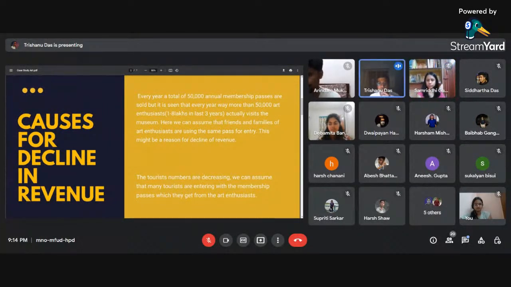So what we have figured out is that the number of visits of the art enthusiasts are increasing, and the number of visits from the tourist side is decreasing. So we are assuming that tourists are procuring the membership passes from the people, and they are visiting the museum in the name of art enthusiasts.